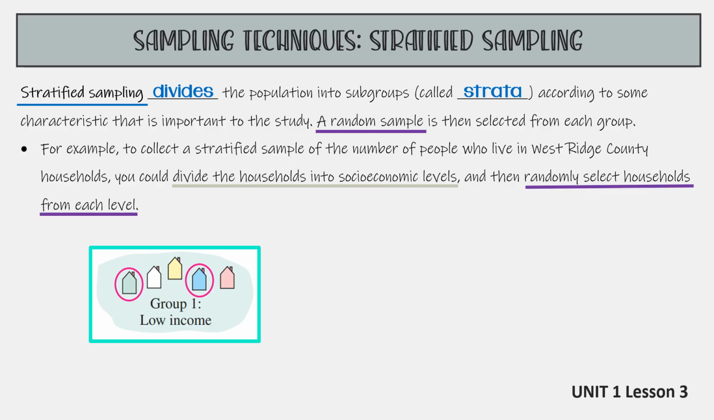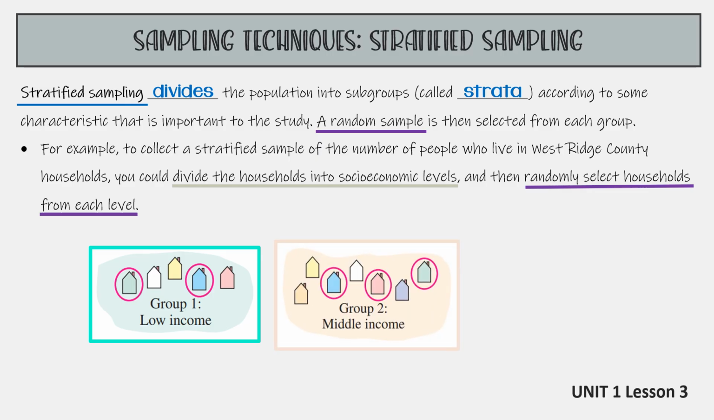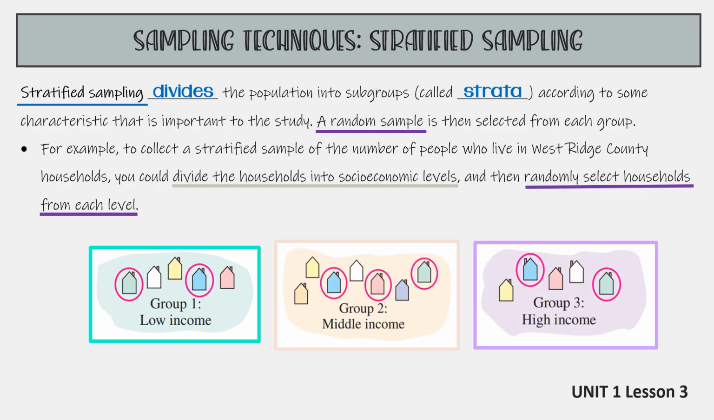So we're breaking it up. One group is low income, then middle income, high income. So those were divided based on socioeconomic levels, and then they took a random sample from each one. That is stratified sampling.